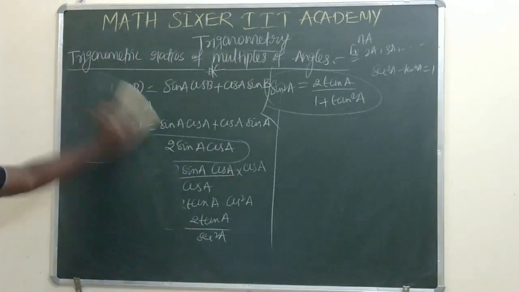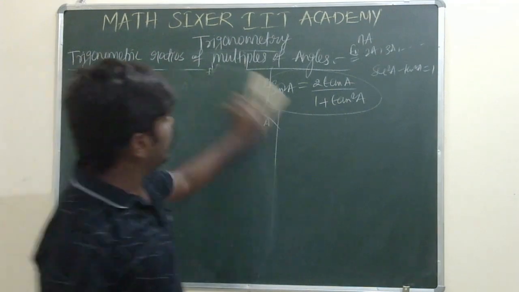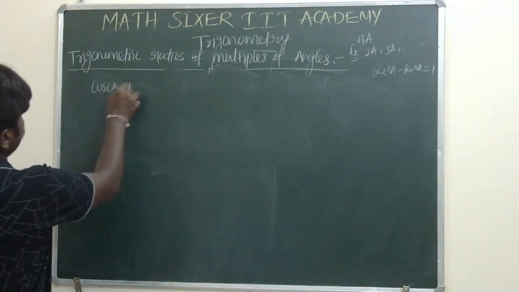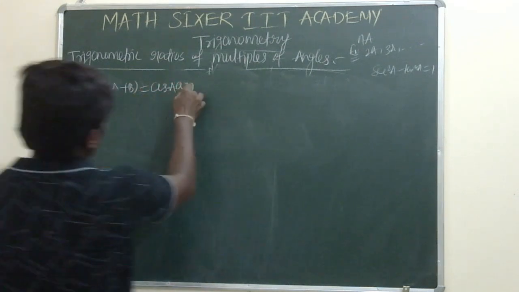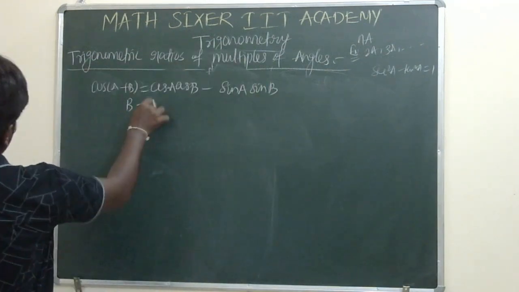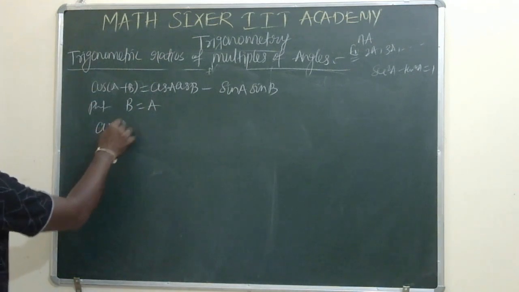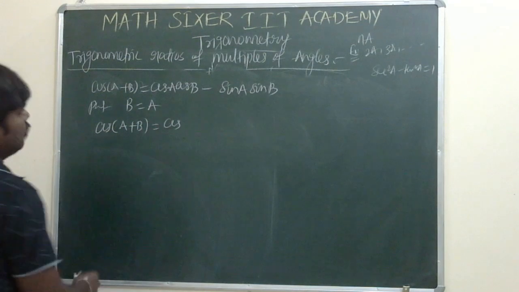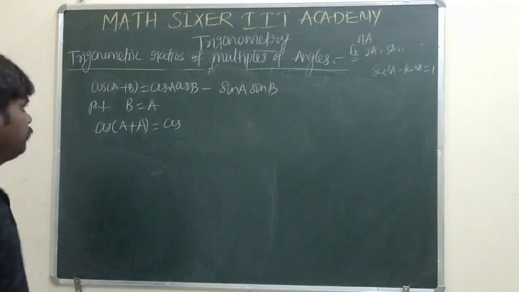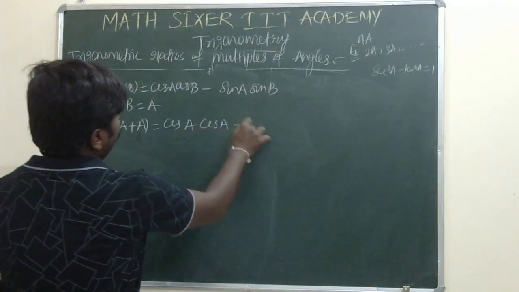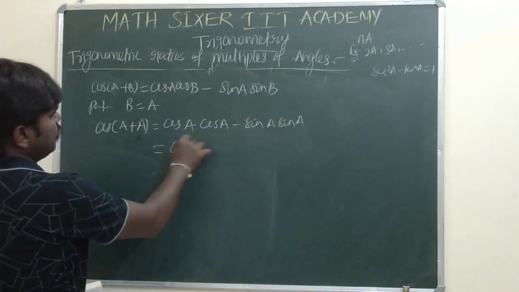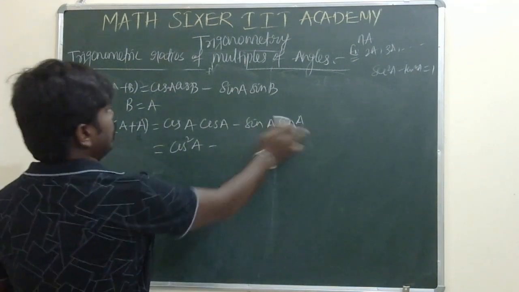If you want to find cos 2A, we need the cos(A plus B) formula. cos(A plus B) is equal to cos A cos B minus sin A sin B. Now substitute B equals A. Then cos(A plus A) is equal to cos A into cos A, which is cos square A, minus sin A into sin A, which becomes sin square A.